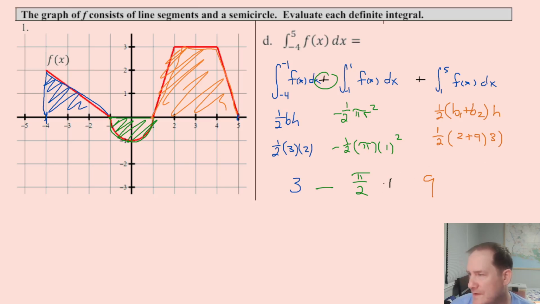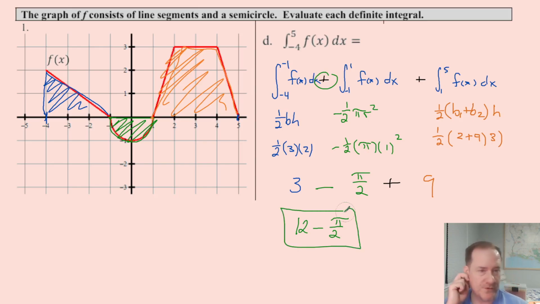So it looks like we've got an answer that is just the sum of these three areas, which you'd probably want to express as 12 minus pi over 2. And then just leave it in that form. Don't try to simplify it or anything, just leave it alone.